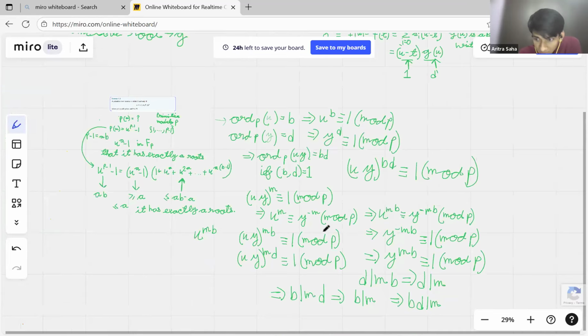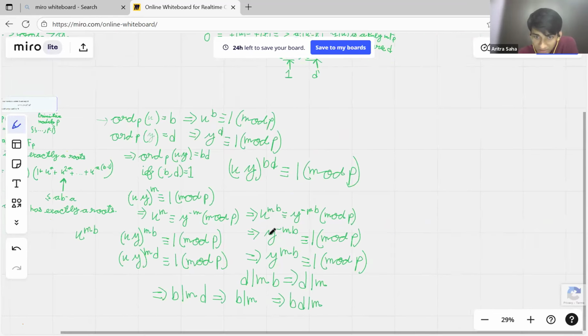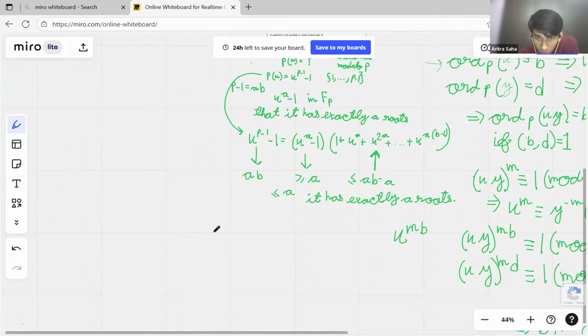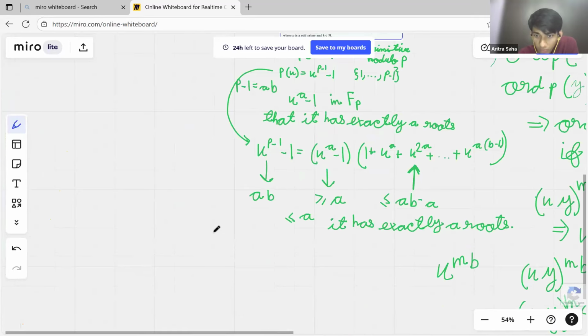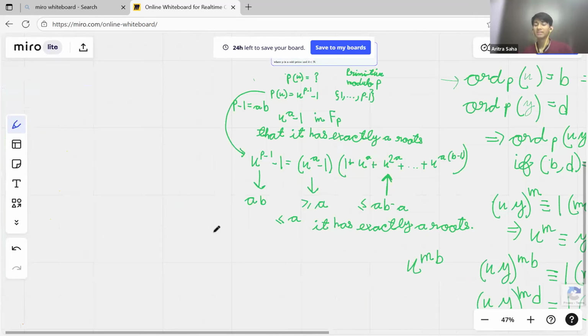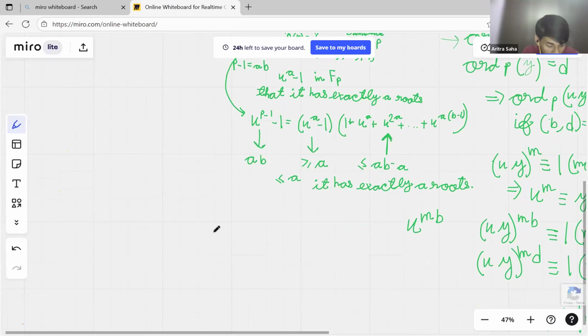So back to the proof, what we're actually trying to do. We proved that x to the power a minus 1 has exactly a roots. Now I'll give you something to think about. P minus 1, say we prime factorize it, equals p1 to the power a1, p2 to the power a2, dot dot dot, pk to the power ak.